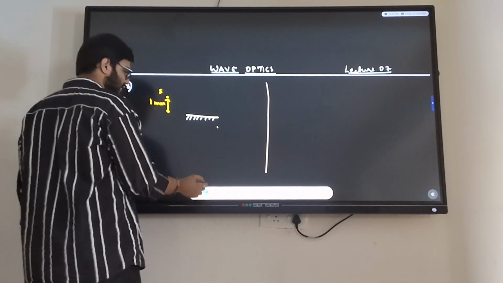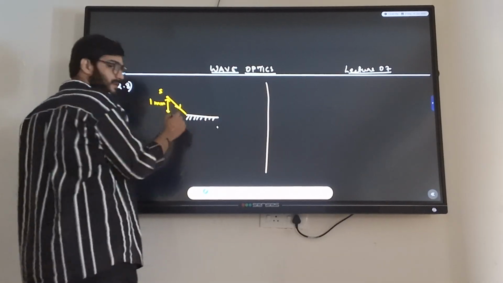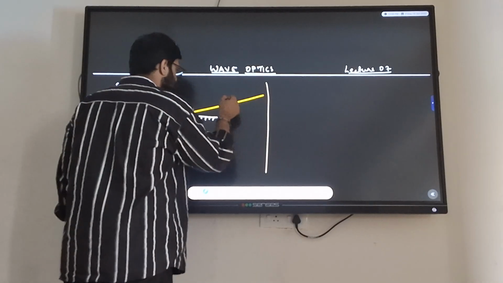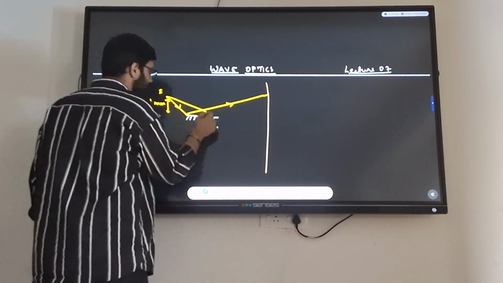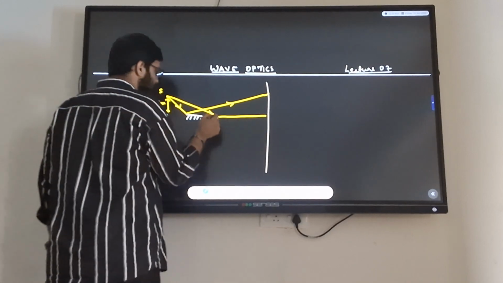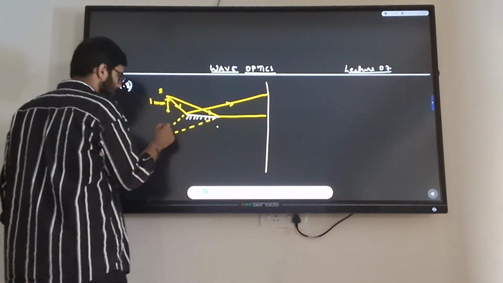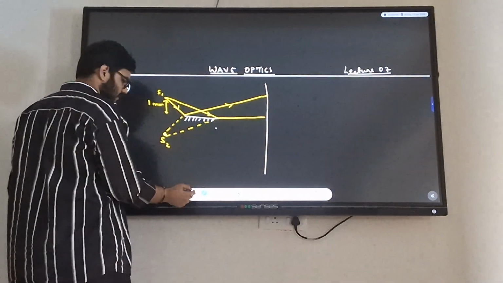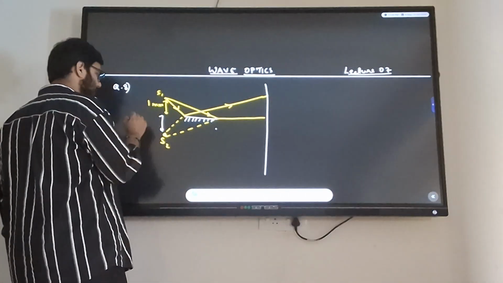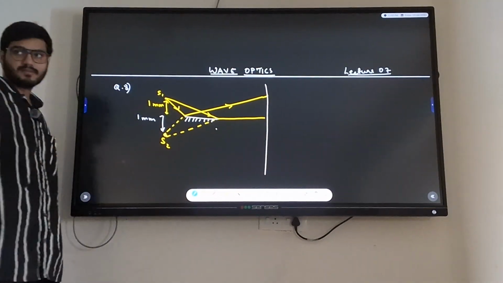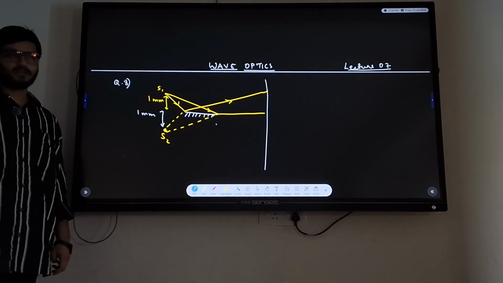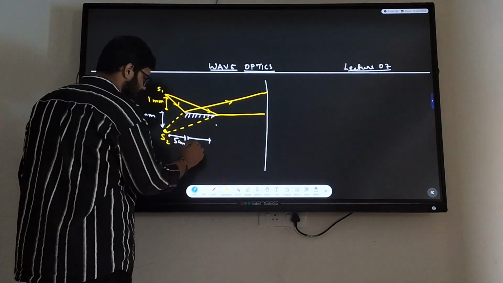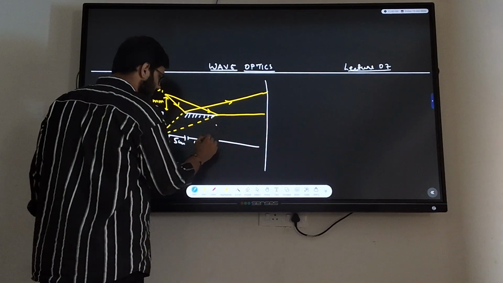Or rather, let me take extreme rays and let me first find where is my second source, the virtual source. I think it will be found somewhere here. S2, S1, and this distance is also 1 millimeter, no? Yes or no? So then, what is this distance given to be? 5, 5, and then 190.